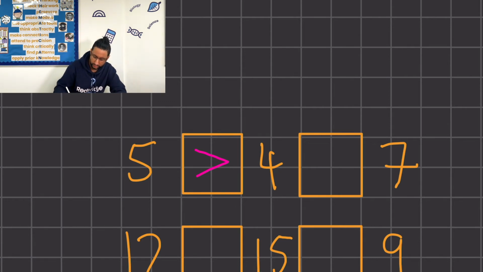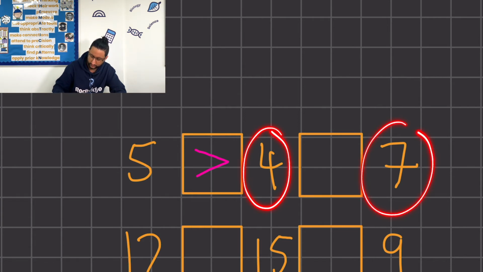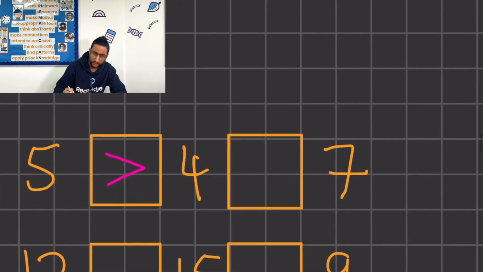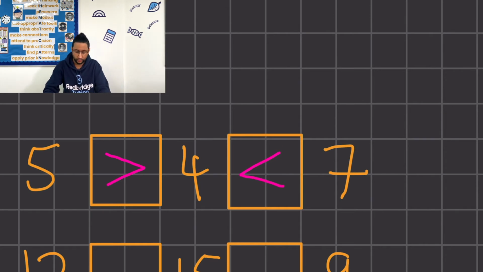How does 4 relate to 7? Well, 4 is less than 7, so the small part of the sign is going to be on the 4 and the larger open part will point towards the 7.